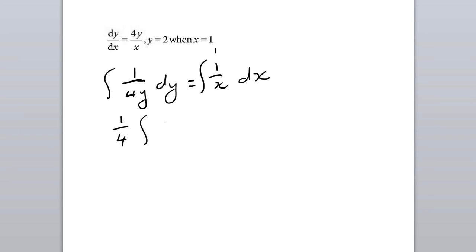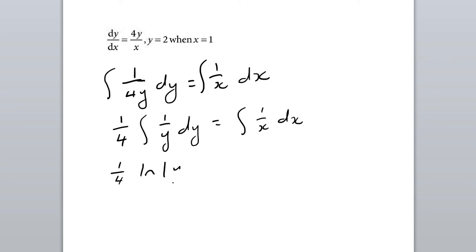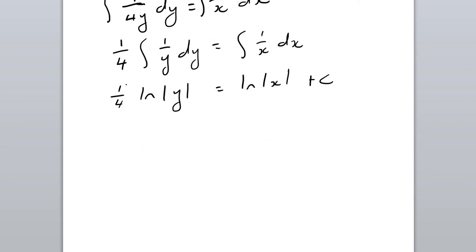So 1 over 4 times the integral of 1 over y dy is equal to the integral of 1 over x dx. Now, if I want to find the integral of 1 over y in terms of dy, I will get natural log of y, and I'm going to get natural log of x plus c. Okay, so of course I notice that this is a power, so what I could do is I could say the natural log of y to the power of a quarter is equal to natural log of x plus c.